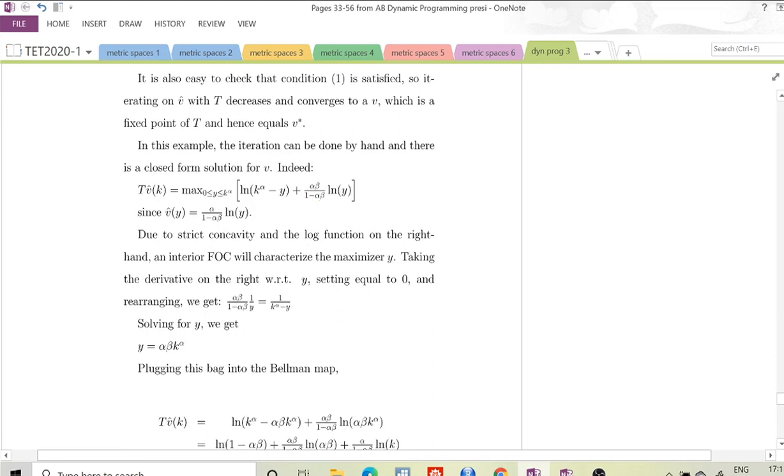Okay, so everything is nice and strictly concave, and I can do the maximization by a first order condition. So if I differentiate this with respect to y and set it equal to 0, in fact I get y is equal to alpha beta k to the alpha. So this max is equal to what I get if I replace the y's here with alpha beta k to the alpha. So I've done that here.